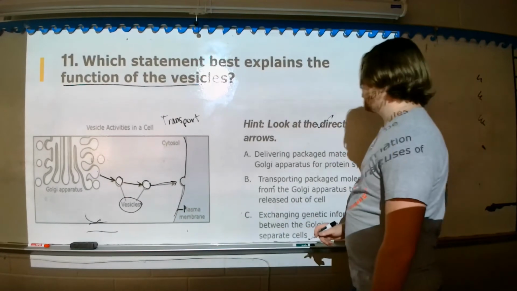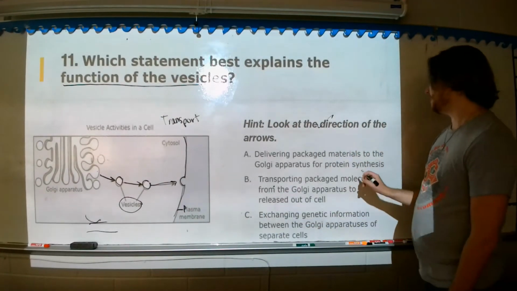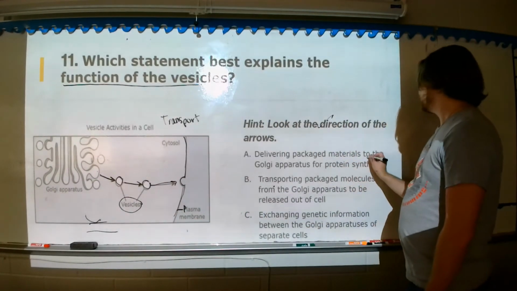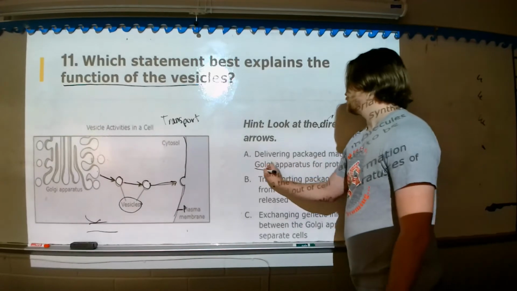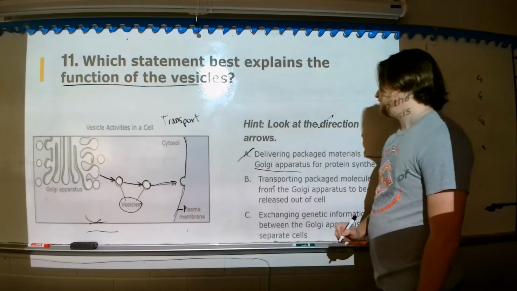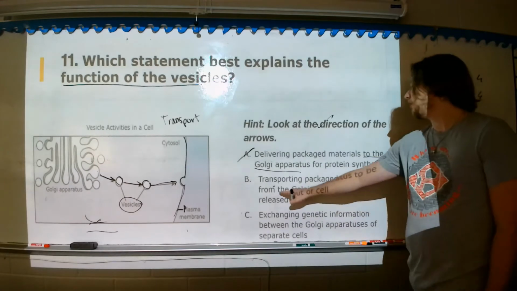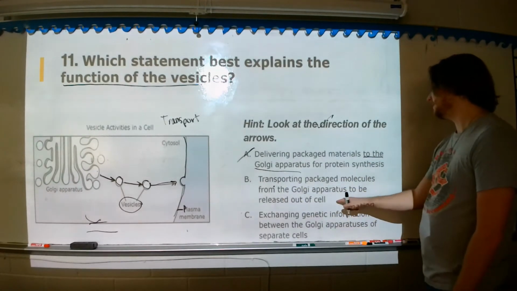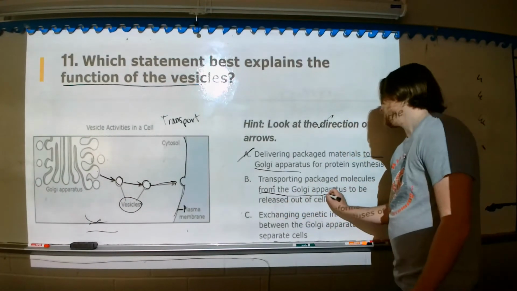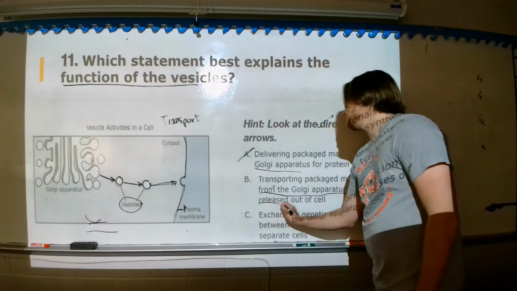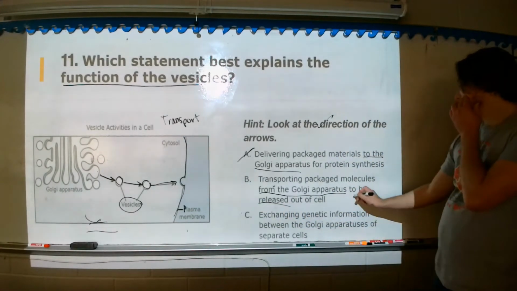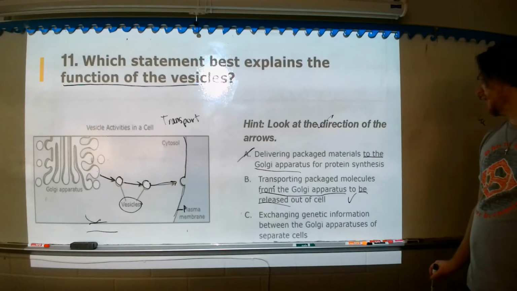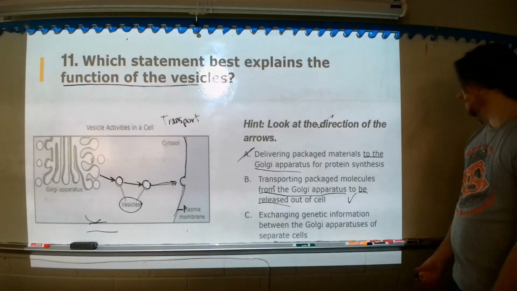A says, delivering packaged materials to the Golgi apparatus for protein synthesis. It says to the Golgi, which they're going away from, so not it. B says transport packaged molecules from the Golgi apparatus to be released outside of the cell. So from Golgi apparatus to be released. That could be it. C says exchanging genetic information between Golgi apparatus of several different cells.